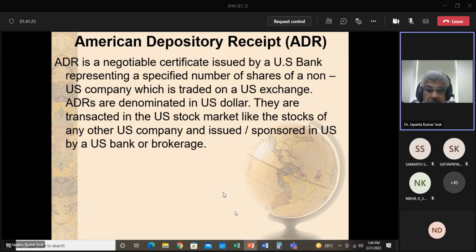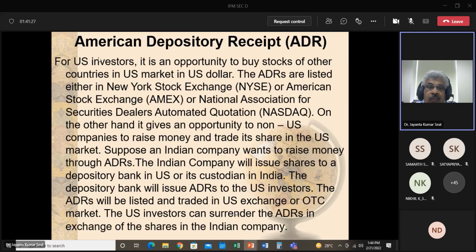How ADRs are issued, I'm just coming to that. For US investors, it is an opportunity to buy stocks of other countries. Say, Infosys ADRs are listed in the US market. They can be listed either on the New York Stock Exchange, the American Stock Exchange or NASDAQ. NASDAQ is, of course, a stock exchange, the National Association of Securities Dealers Automated Quotation. On the other hand, it gives non-US companies an opportunity to raise money and trade their shares in the US market.